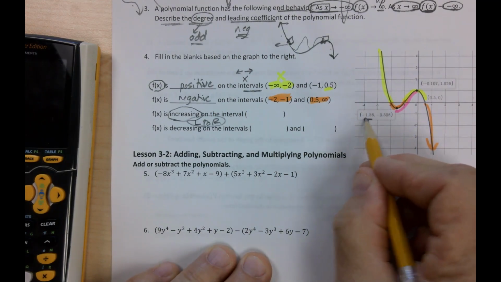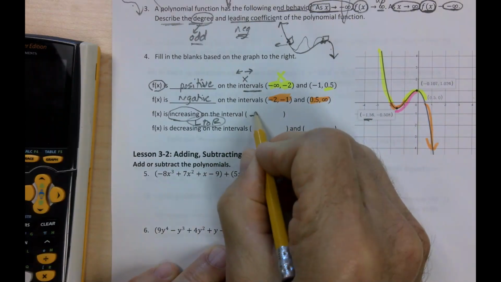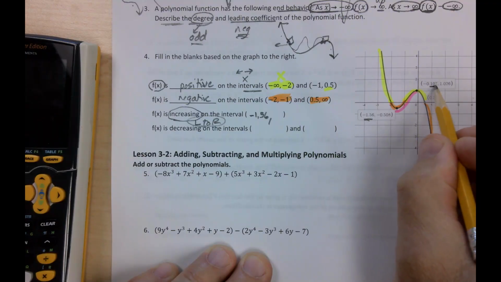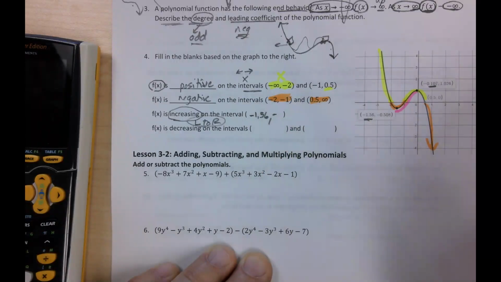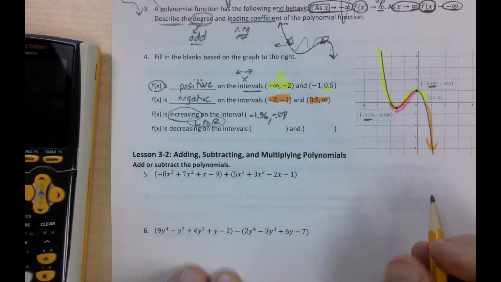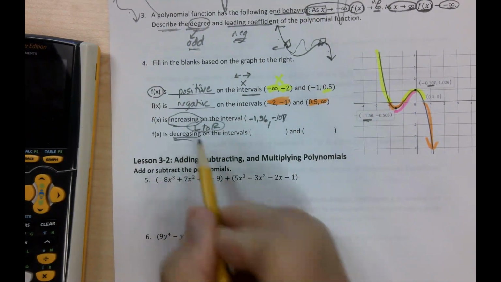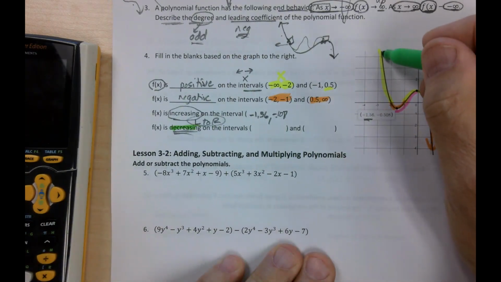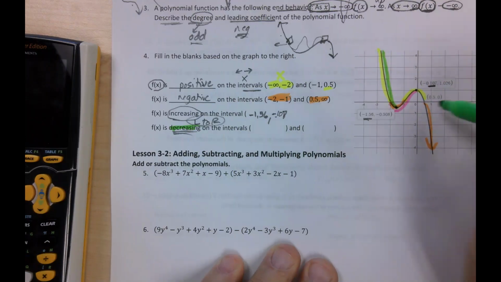That'd be from negative 1.56 all the way to that little x value. It looks like x is 0, but it's not. It's negative 0.107. And then where's it decreasing? Well, I'm going to get out my green marker for this. From here to here, it's decreasing, and from here to here, it's decreasing.